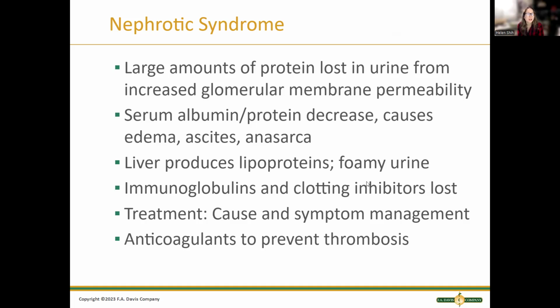Serum albumin is a protein that flows in your blood, and the importance of albumin is that it prevents your blood vessels from becoming more leaky. It's what helps the plasma in your blood to stay within the blood vessels instead of leaking out into the interstitial space, meaning the space between cells. And so, because you're losing protein and albumin is a protein, your albumin levels will decrease, which causes more edema.